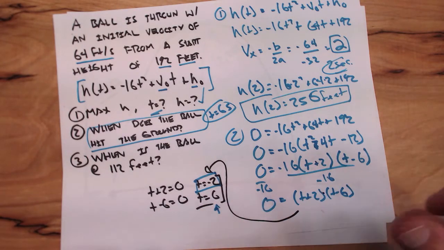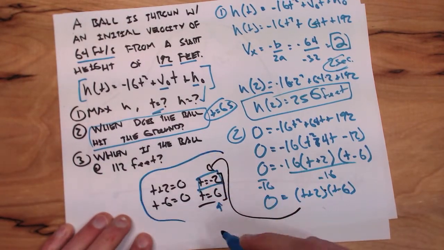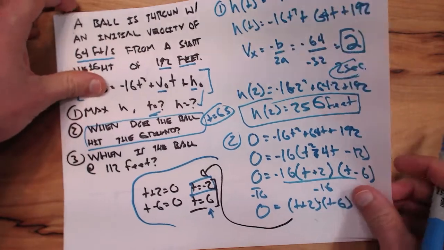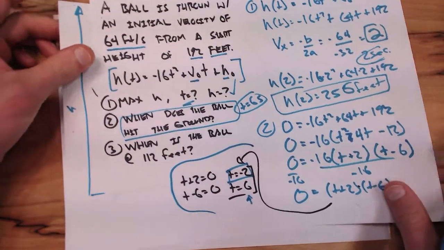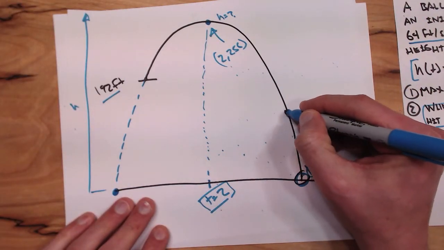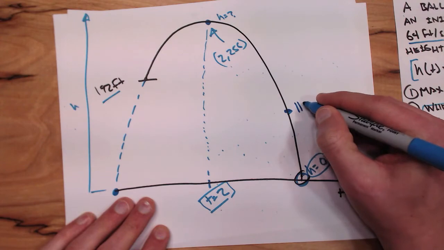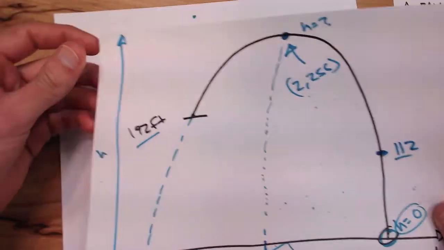You'll take math and you'll use it in very specific ways. Okay, last problem. It says, when is the ball at 112 feet? So this problem is actually really similar to problem 2. We know that 112 feet is just a y value. That's less than 192, so 112. And that's a y value, so I can plug that in for h of t.